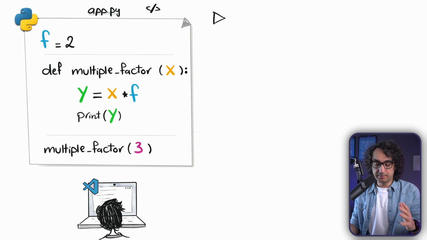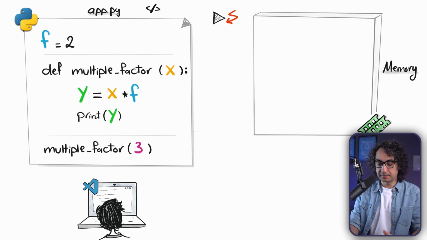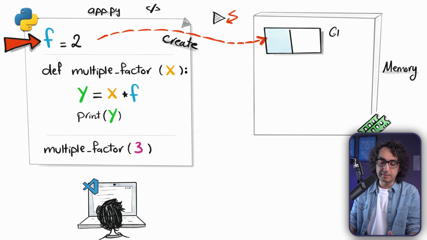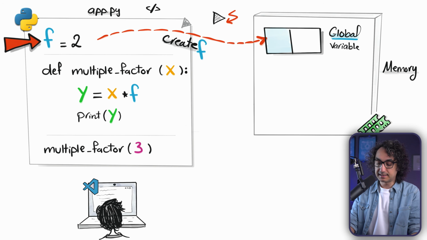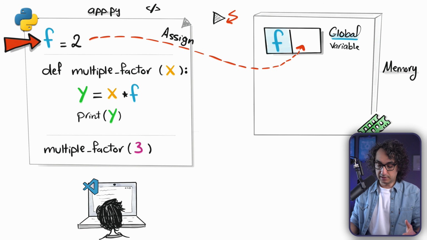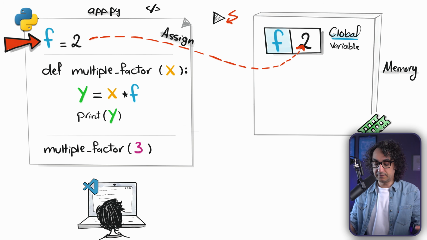So now as usual, Python is gonna go step by step from the top to the bottom. The first line, it's gonna go and create in the memory a variable called f and assign for it a value 2. So at this point the variable exists and is available to be used.